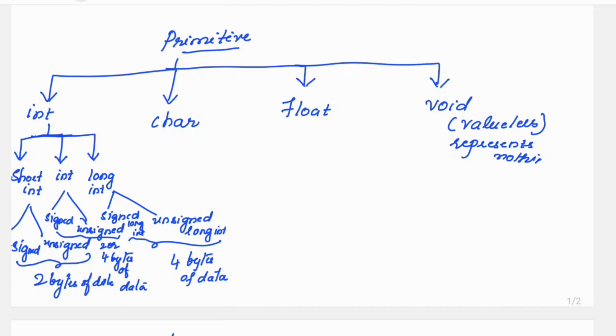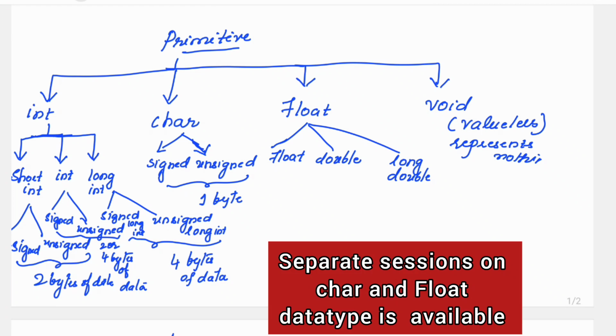Now coming to the next data type, char, which is of signed type and unsigned type. Both signed and unsigned occupy only 1 byte in the memory. Then we have float. To give values as integer numbers, you use the data type int. Similarly, to give values as floating point numbers, you have to make use of the keyword float. Once again, float is of float, double and long double. Float occupies 4 bytes in the memory, double 8 bytes, and long double occupies 10 bytes in the memory.